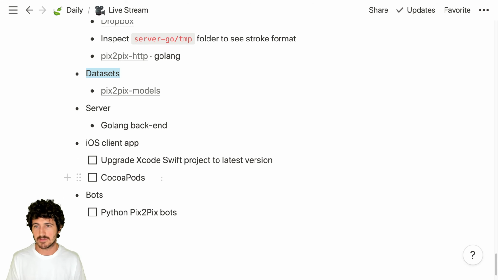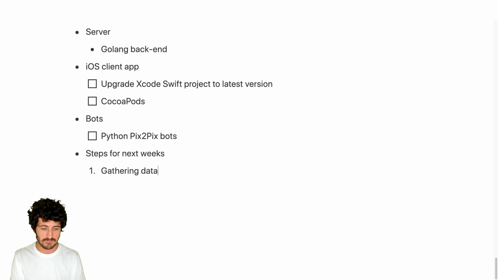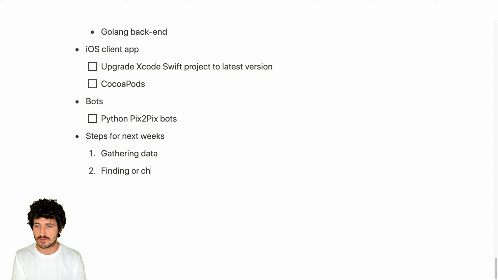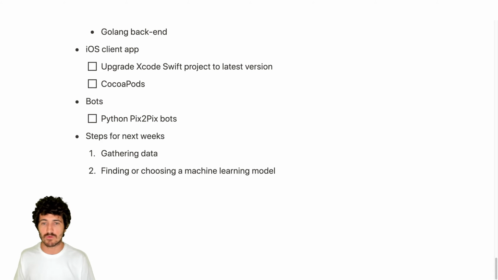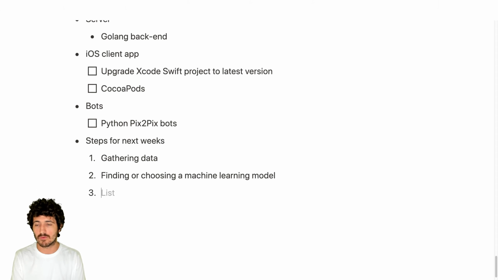So let's say that step one was gathering data. So, you know, the steps for next weeks. Step one was gathering data. Step two was finding or choosing a machine learning model that we'll use, because I don't know how to develop a model from scratch that is a generative network, something that can generate an output from a given input, say an image. And then the third one for me was development.